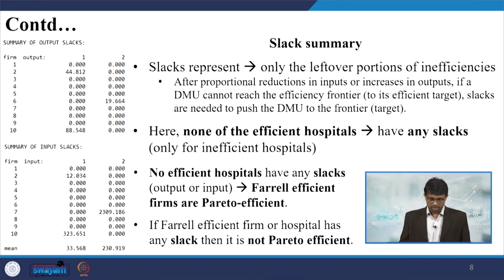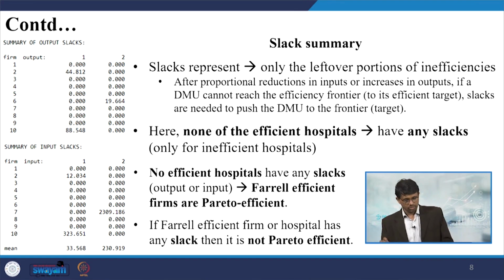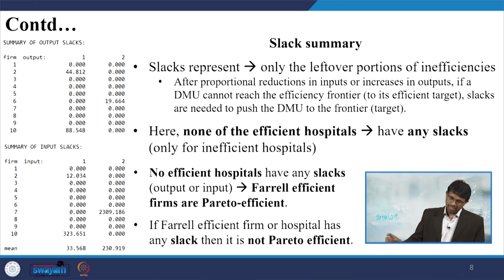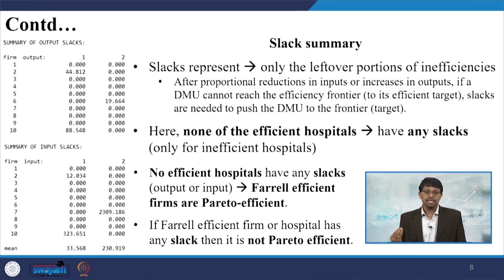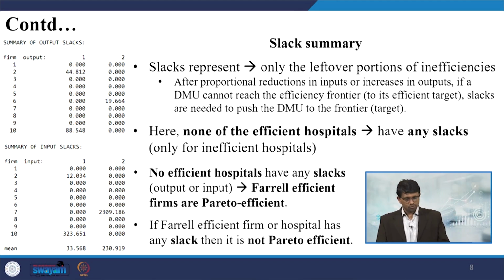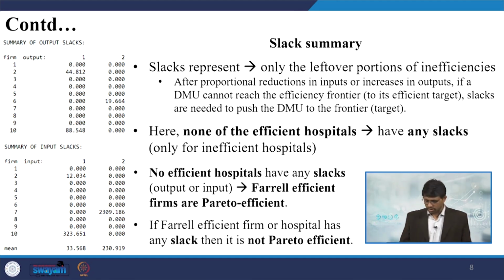As I already mentioned, this holds whether it is output oriented or input oriented. Farrell efficient firms are then all Pareto efficient, since there is no scope for slacks to be utilized. Whereas, if a Farrell efficient firm or hospital has any slacks, that means its Farrell efficiency score is lesser than the Pareto efficient one. Hence, its Farrell efficiency is not Pareto efficient. I think I have already mentioned this in the result window, so I am not discussing it again.